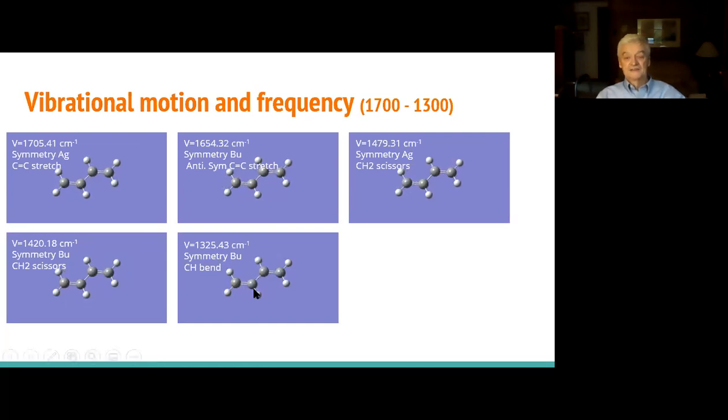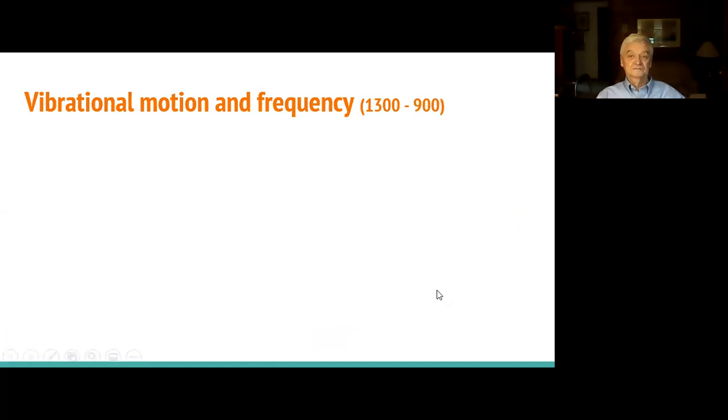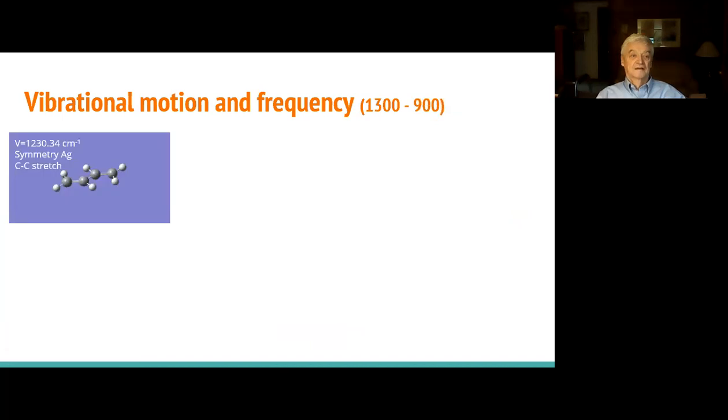These are wags of mostly the central atoms. But again, notice that much of the rest of the molecule wobbles too. So there's a lot of so-called coupling between the different motions. And this is another bending motion. That's the carbon-carbon single bond stretch. It's actually a partial double bond.